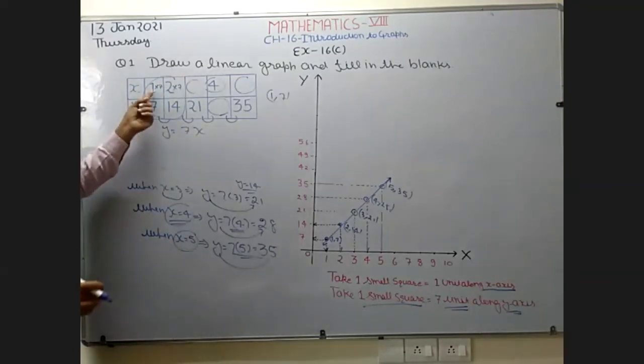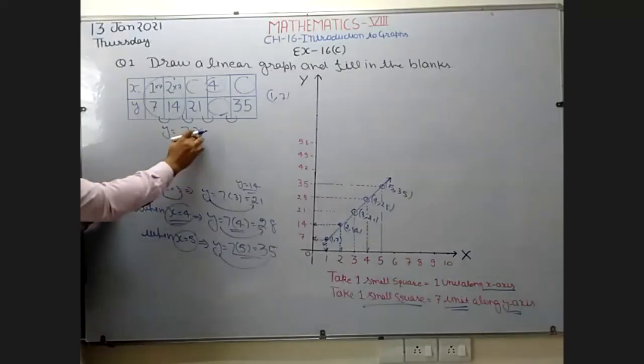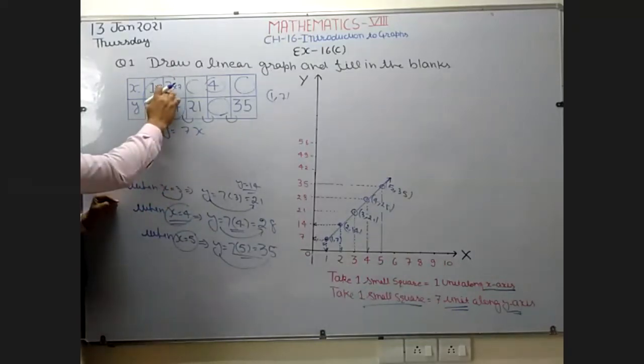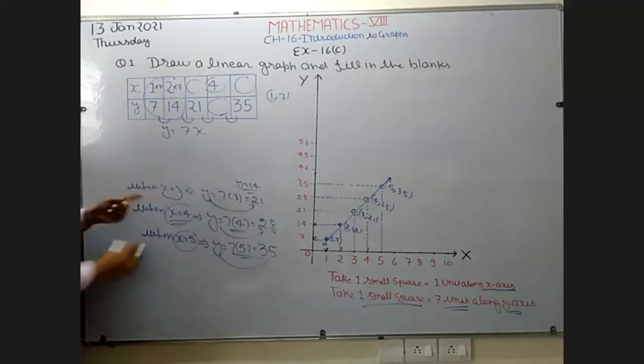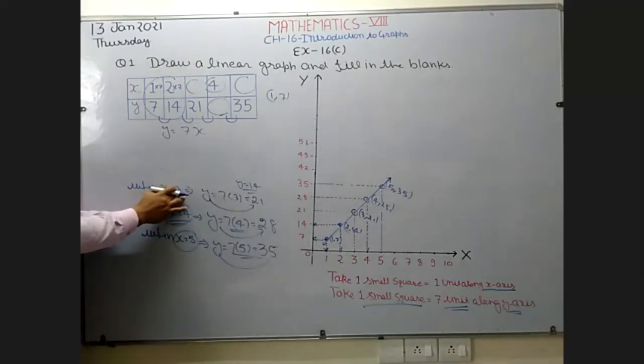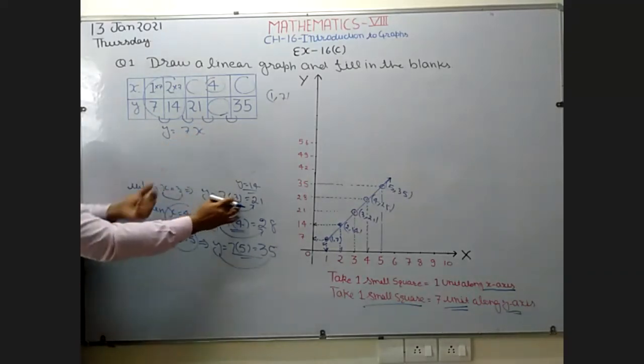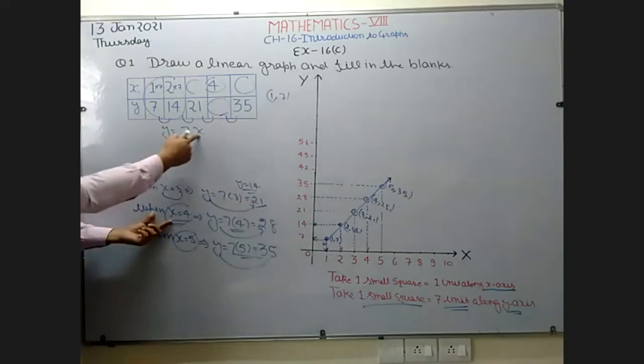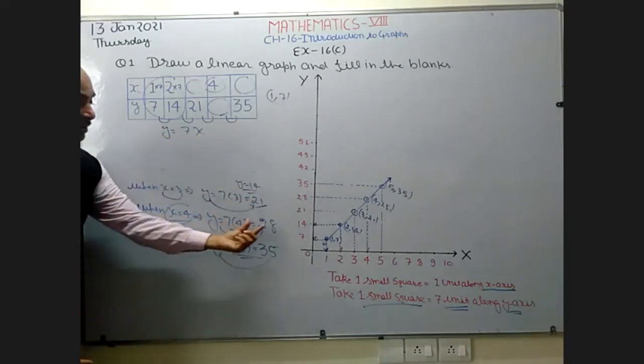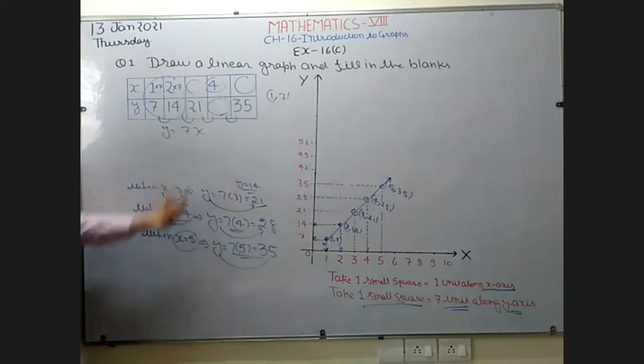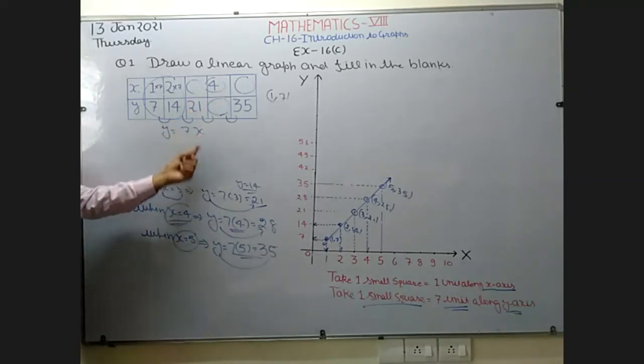So y is equal to 7 times x. It means when you take x value 1, this becomes 7 times 1, which is 7. When you take x value 2, this becomes 7 times 2, which is 14. Similarly, when you take x value 3, so 7 times 3 is 21. When you take x value 4, 7 times 4 is 28. When you take x value 5, 7 times 5 is 35.